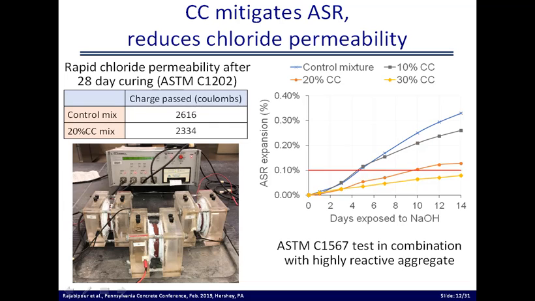The graph on the right shows some ASR testing results. These were performed with a highly reactive or R2 aggregate, which is shown by the blue curve. And the other curves are when we took some cement out and added calcined clay. And you see that somewhere around 25% to 30% is sufficient to mitigate ASR induced by this highly reactive aggregate. This is according to the accelerated mortar bar test. We will be doing the concrete prism test in the near future.